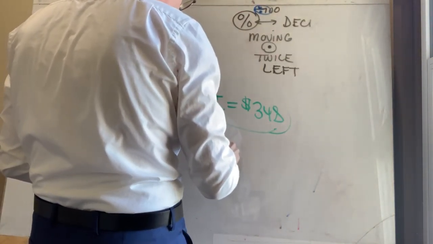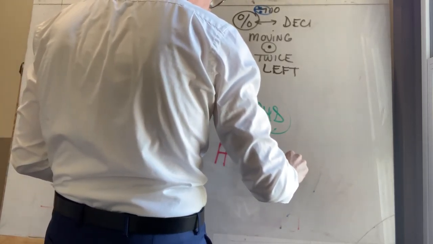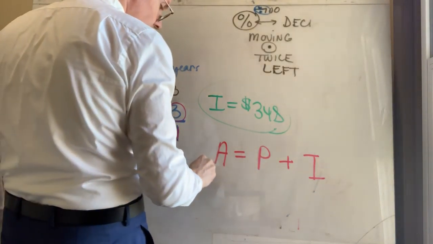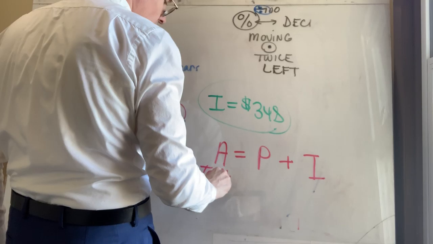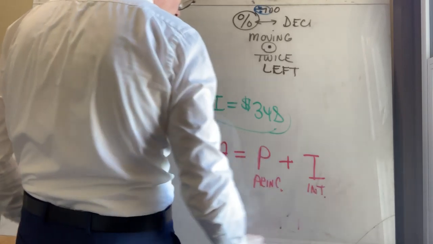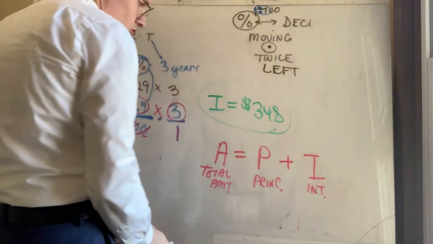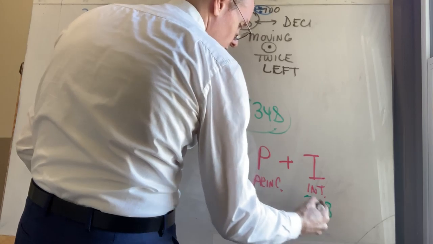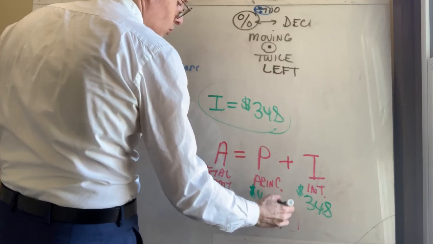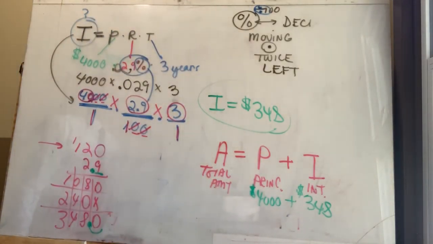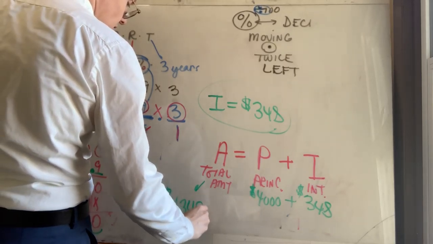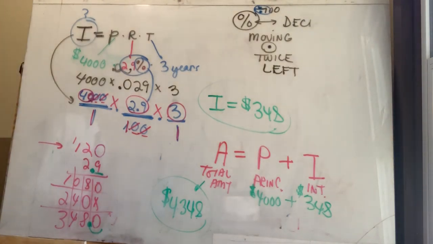It's this. They usually call it A, as in all, I suppose. Total amount. P as in principal, and I as in interest. If you figured that the interest is $348 and the principal, the original amount, was $4,000, then you probably intuitively know I just have to add the two of them, all right? Which means that the total amount is $4,348 owed, okay?